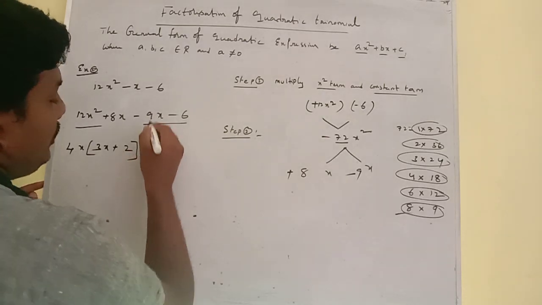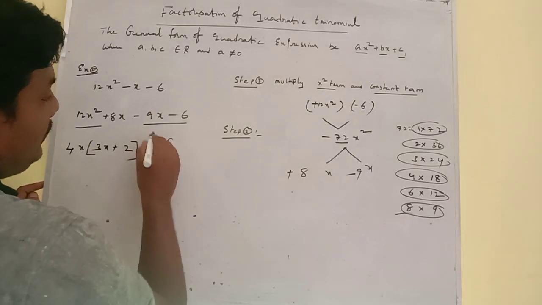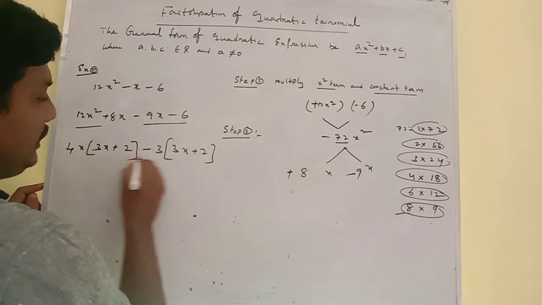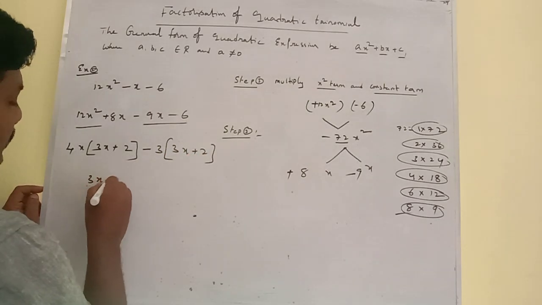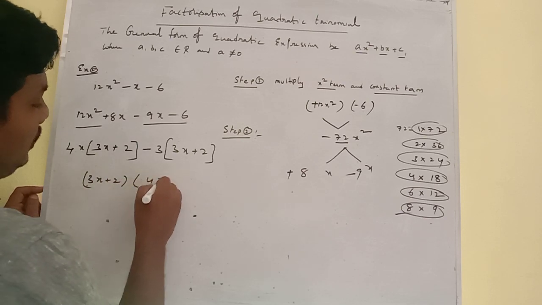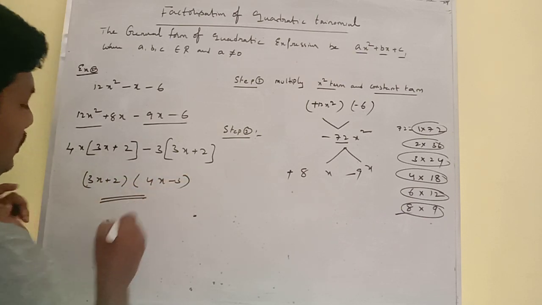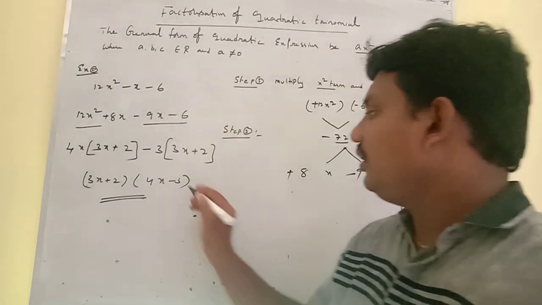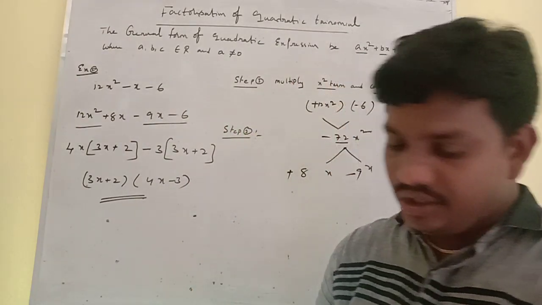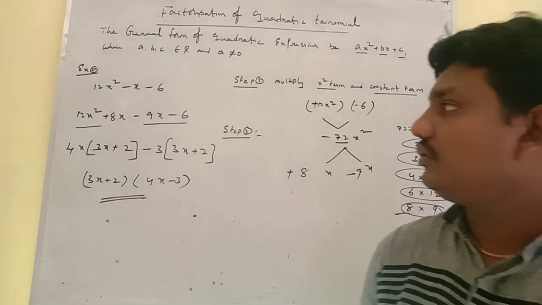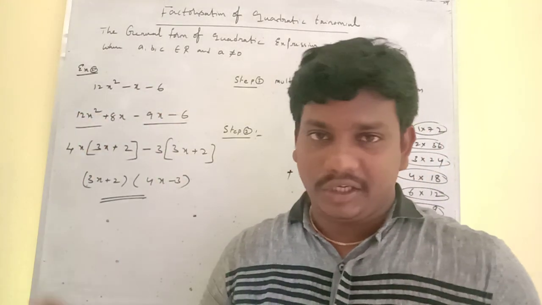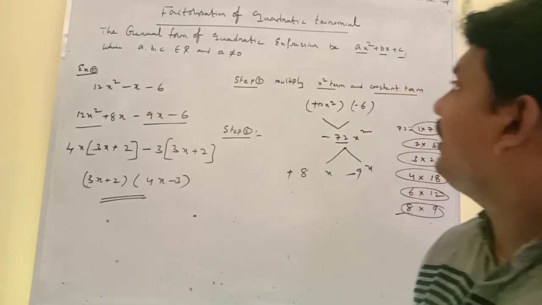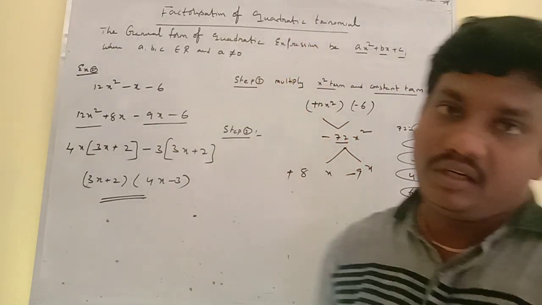Then minus, which table? 3 table is possible. 3 3s is 9, x plus 3 2s are 6. Now 3x plus 2, 3x plus 2, 3x plus 2 is common, and the other factor is 4x minus 3. Now this is 3x plus 2 and 4x minus 3. Like that we can split each and every quadratic polynomial or quadratic trinomial into its factors by quadratic trinomial factorization.